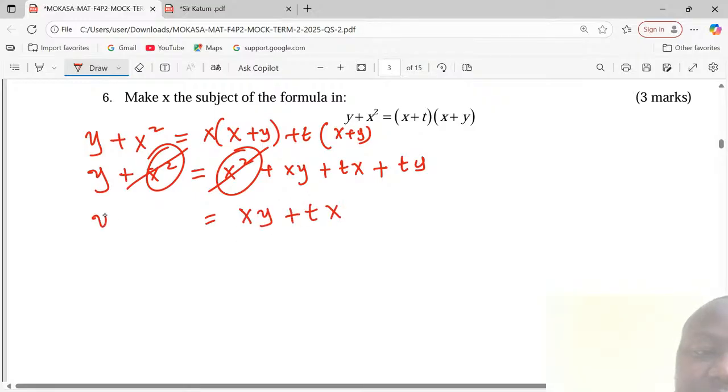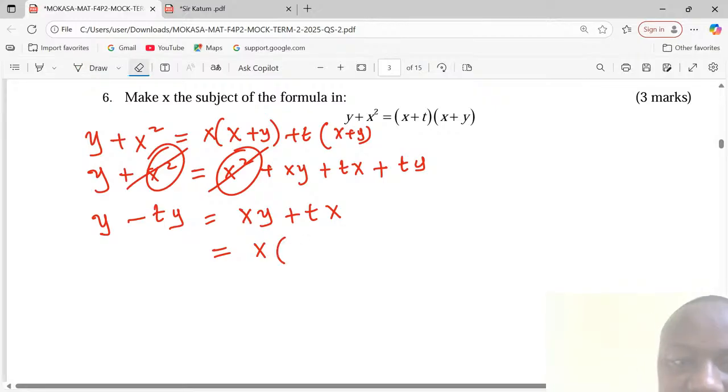Then we are already having y on the left. Now we'll subtract ty at that particular point. The value of x, then we are minusing tx. Sorry, we're minusing tx.